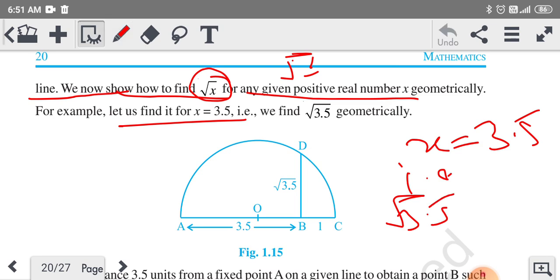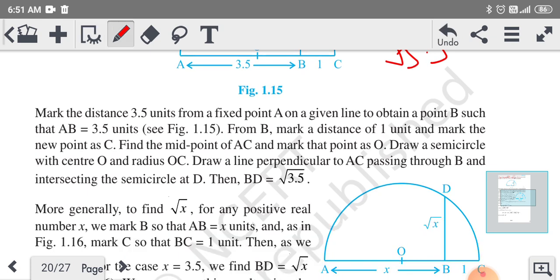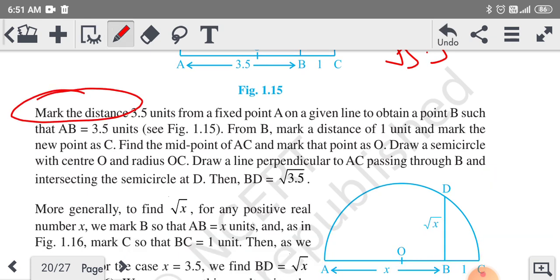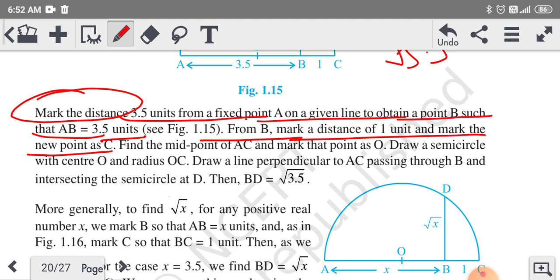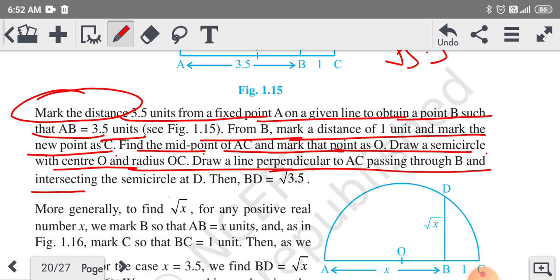So first, mark the distance 3.5 units from a fixed point A on the given line to obtain point B such that AB is equal to 3.5 units. From B mark a distance of 1 unit and mark the new point as C. Find the midpoint of AC and mark that point as O. Draw a semicircle with center O and radius OC. Draw a line perpendicular to AC passing through B and intersecting the semicircle at D. Then BD is equal to √3.5.